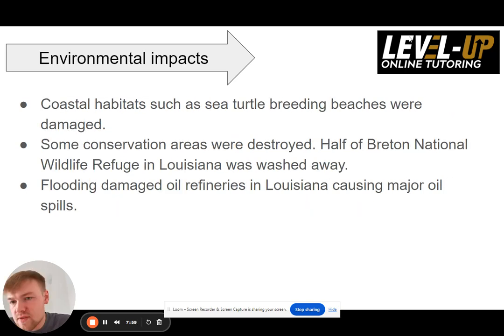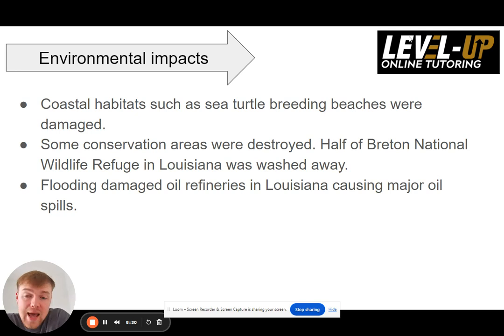Because of that, then, obviously, there were significant impacts. Some of the impacts we're going to focus on are the environmental impacts here. So a lot of coastal habitats, such as turtle breeding beaches, obviously were damaged, areas of natural beauty, which again has devastating consequences for not only that ecosystem and biodiversity in that area, but also it's really important to think about and consider the impact on tourism for places like that as well.